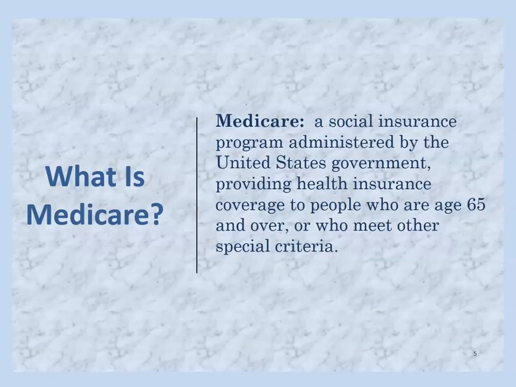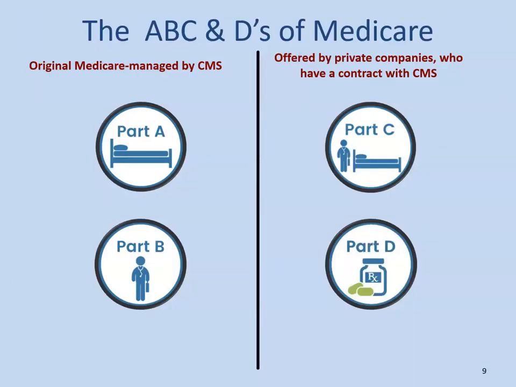So what is Medicare? Medicare is a social insurance program administered by the United States government, providing health insurance coverage to people who are age 65 and over or who meet other special criteria. In today's presentation, we'll be talking about Part C and Part D, which are offered by private companies who have a contract with CMS. If you want to learn more about Part A and Part B, please watch our other video that goes into more detail about that information.